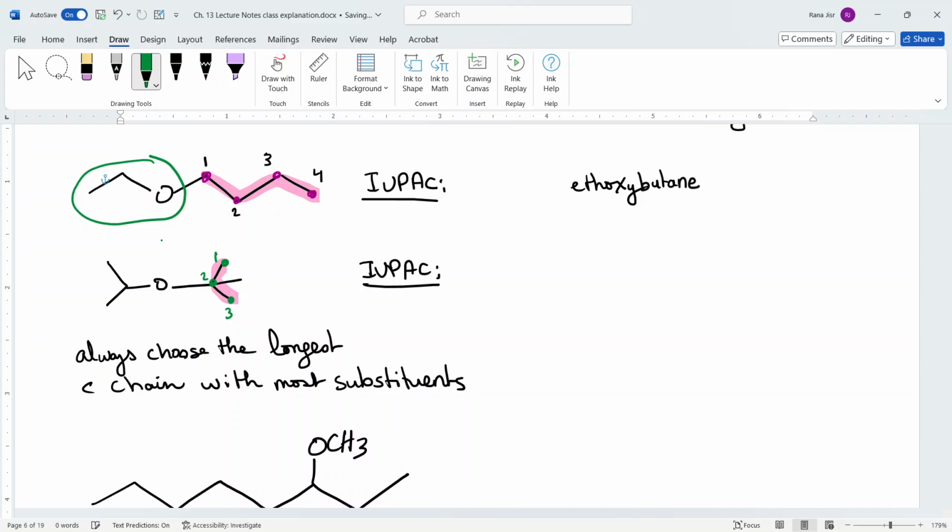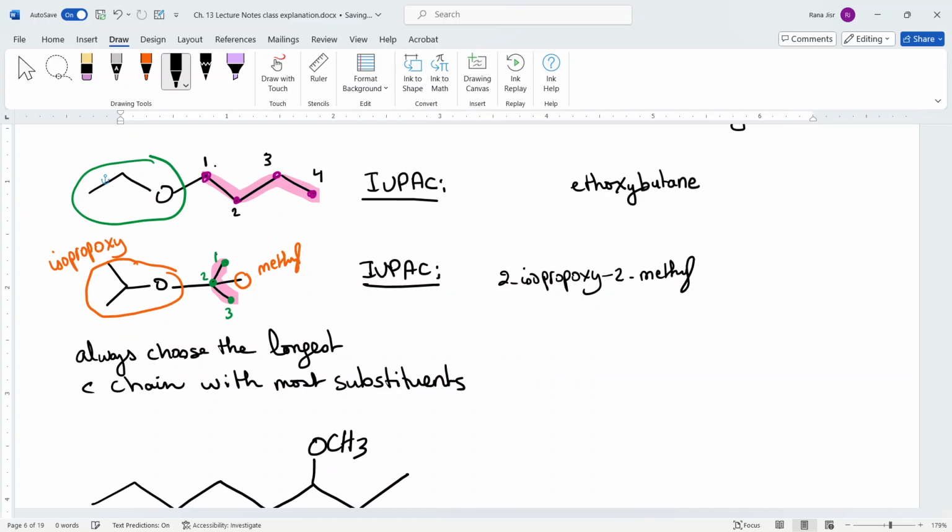If you have 2 routes that give you the same carbon chain, then you have to go with the route with the most substituents. So now I have 2 substituents on it. I have a methyl group, and over here I have my isopropoxy group, arranged in alphabetical order. So on carbon number 2, I have an isopropoxy. And on carbon number 2 as well, I have a methyl. And then your chain, which is a 3-carbon chain, is propane.